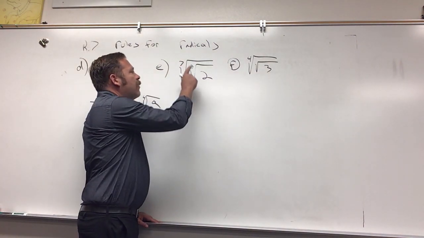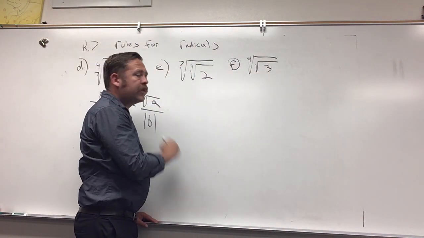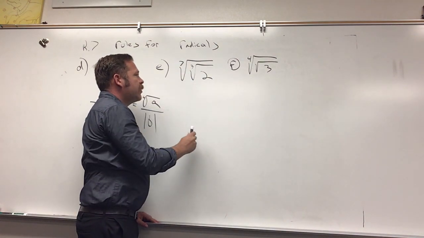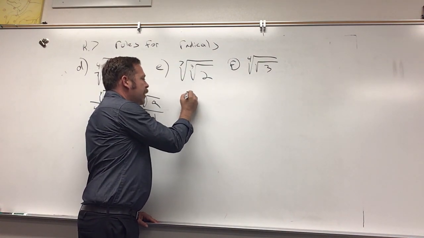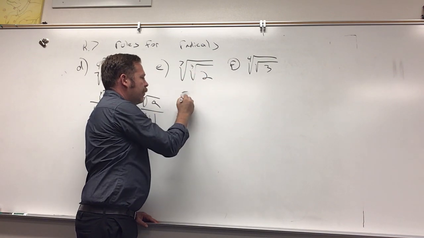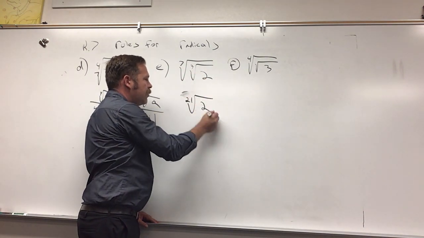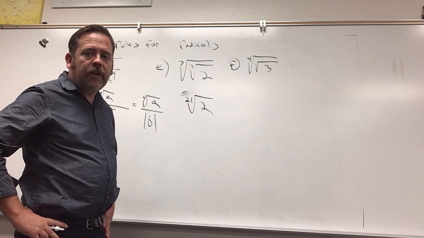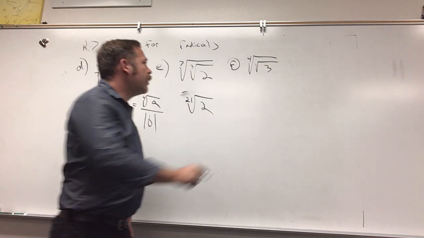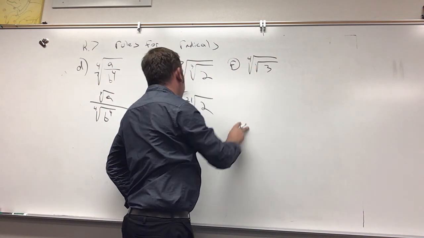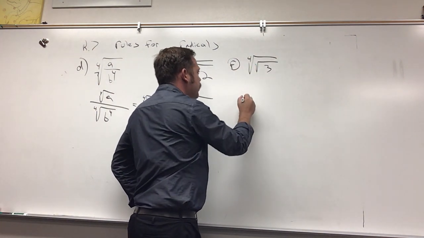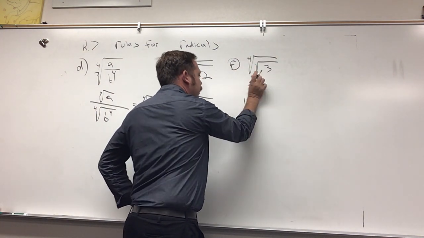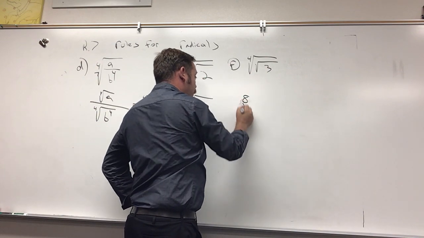So now I have a root of a root, and that's so easy. You just gotta multiply the two roots together. So 7 times 3 is 21. So I have the 21st root of 2. And I don't have enough 2's to bring it out, so that's it right there, boom. And here, I have a square root and a 4th root. So 4 times 2 is 8. 8th root of 3.